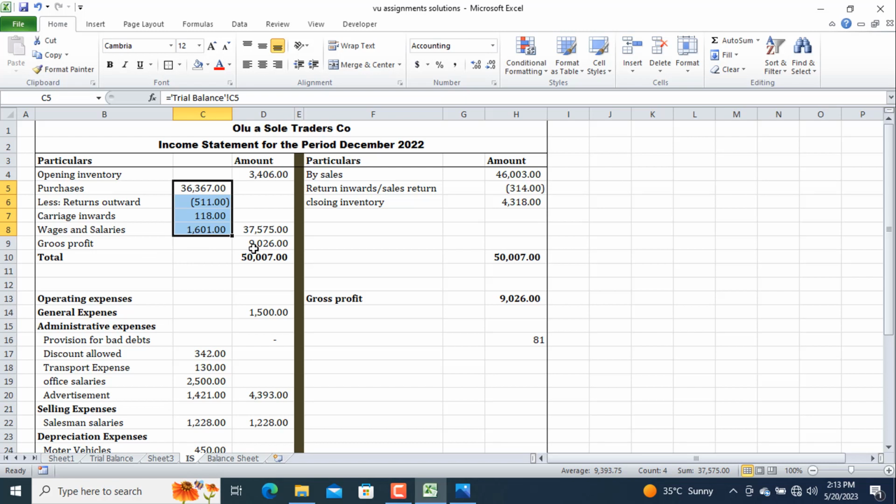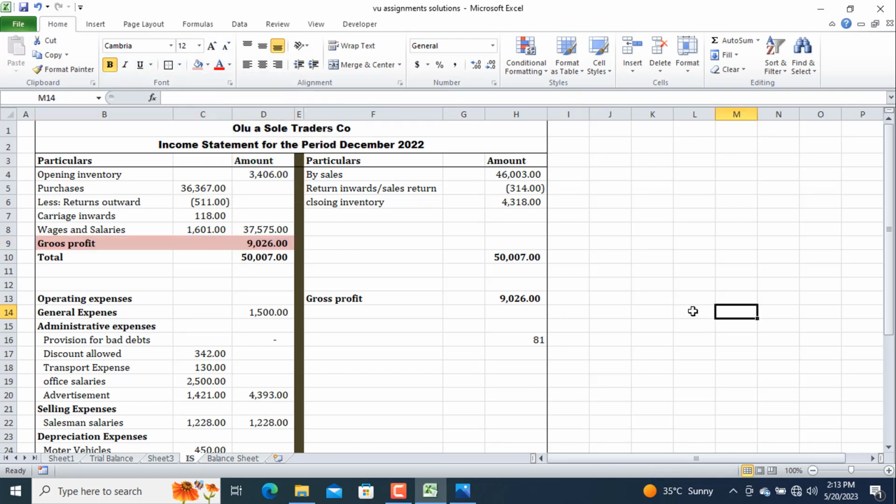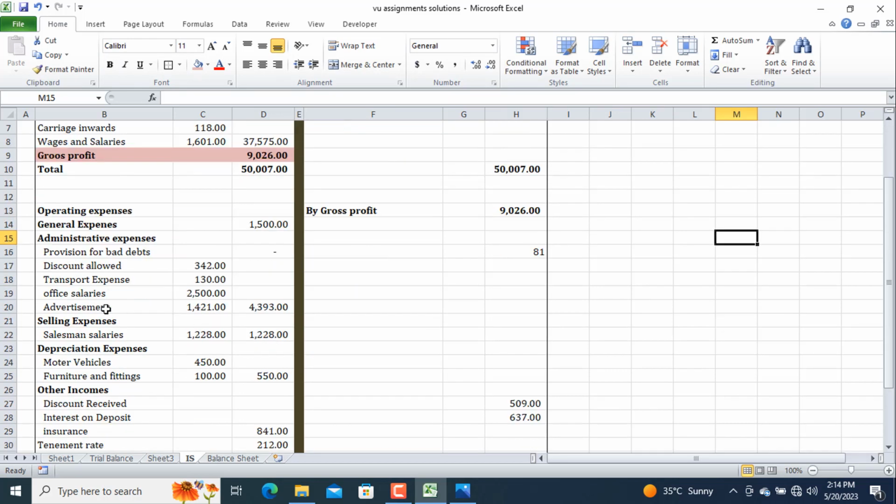Gross profit, make it bold, and give some color to differentiate it. So here is the total 50,007, 50,007. It is simply the balancing figure. So we have transferred it here. You can write here by and to, as it is a ledger account.